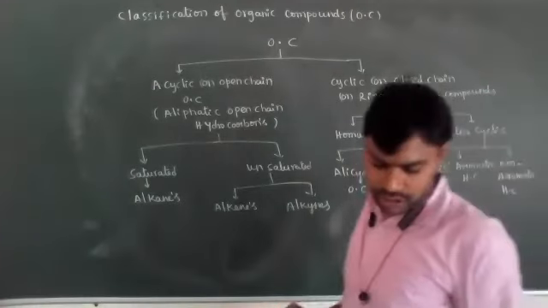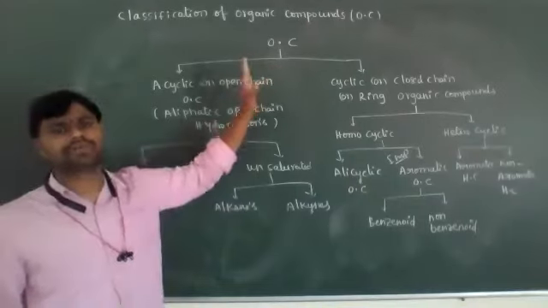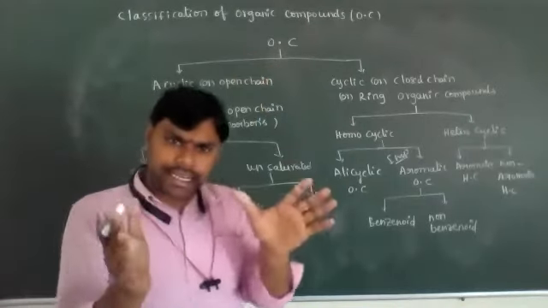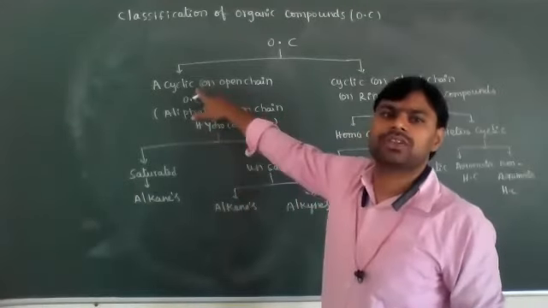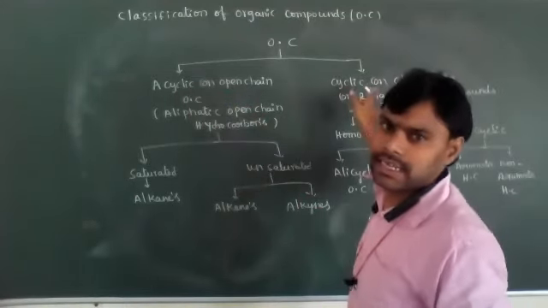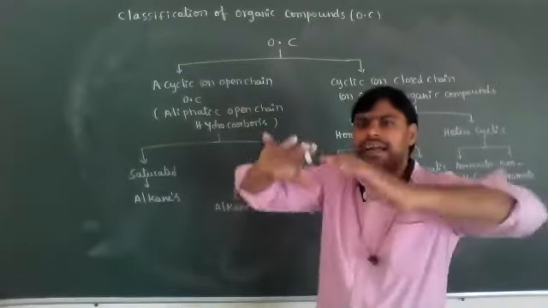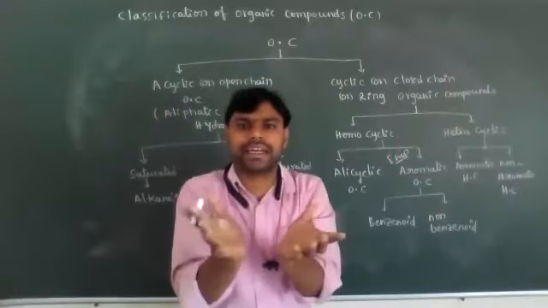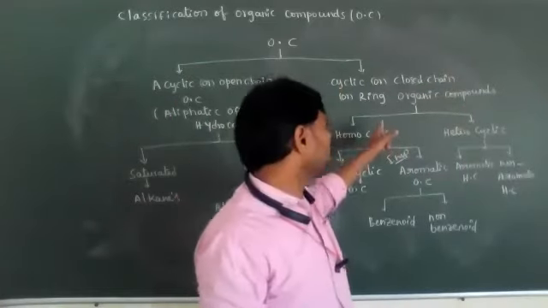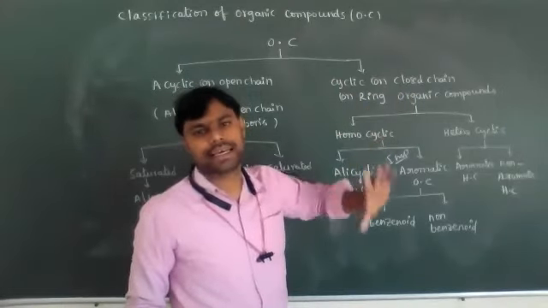So this is the flow chart. Organic compounds flow chart. So organic compounds are first cyclic or open chain. Open chain is also called acyclic, and cyclic nature means closed chain or ring. Closed means two ends are connected, then we get one ring. That is called ring compounds or closed chain compounds.